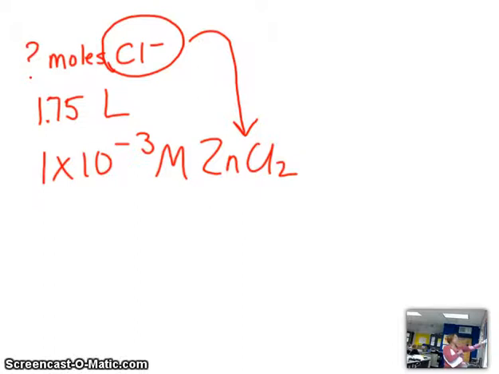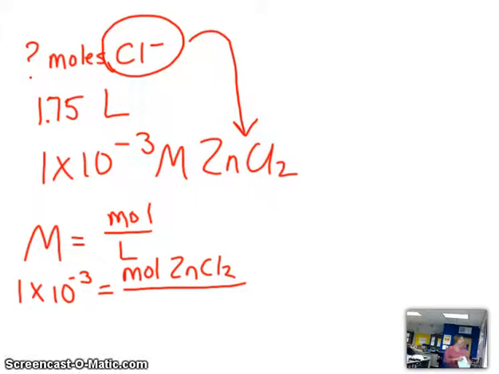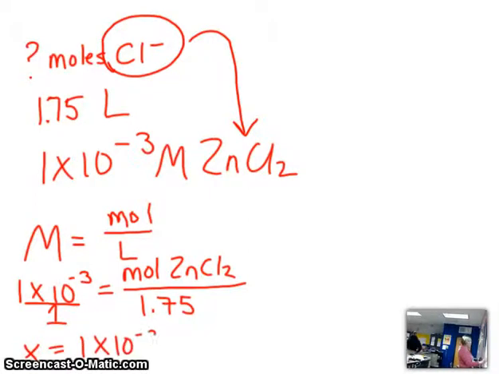We can get, since they gave us molarity and they gave us liters, we can get moles of the whole compound. Remember, molarity is equal to moles over liters. This time we have molarity, 1 times 10 to the negative 3rd. We do not have moles of the zinc chloride. We do not have moles of the whole compound, but we do have the liters of solution. So we can slap this over 1 and cross multiply. I'm just going to call that x. That would equal 1 times 10 to the negative 3 times 1.75.